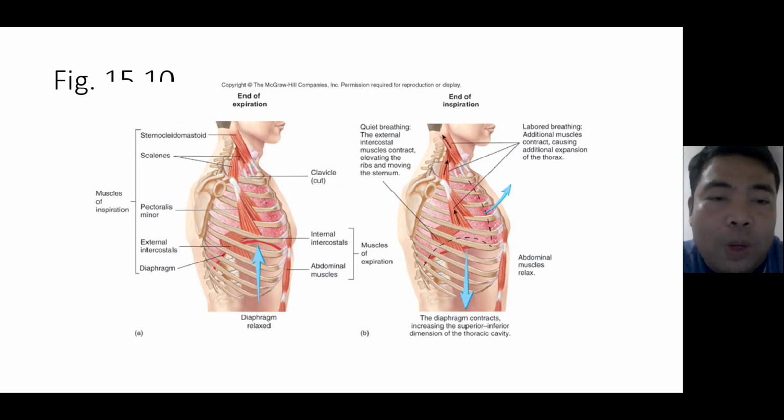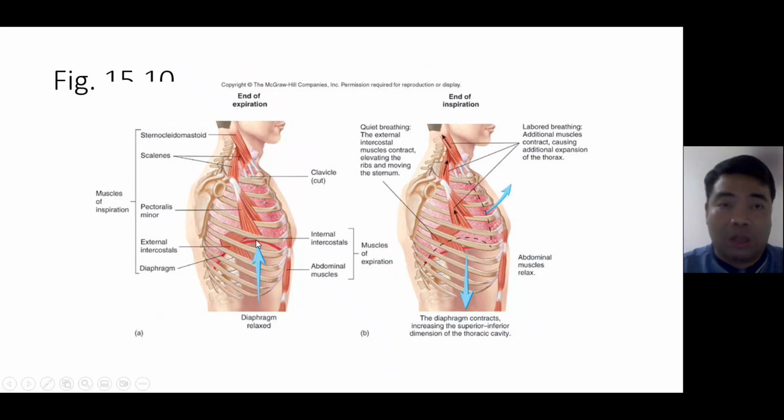Tayo normally, when we are breathing, normal resting respiration, we are just using the external intercostals so that our ribs will elevate. Kaya lumalaki yung chest wall natin pag nag-i-inhale tayo, di ba? At saka yung ating diaphragm, which descends kapag tayo ay nag-i-inhale. So this is what happens to our chest kapag tayo nag-i-inhale.